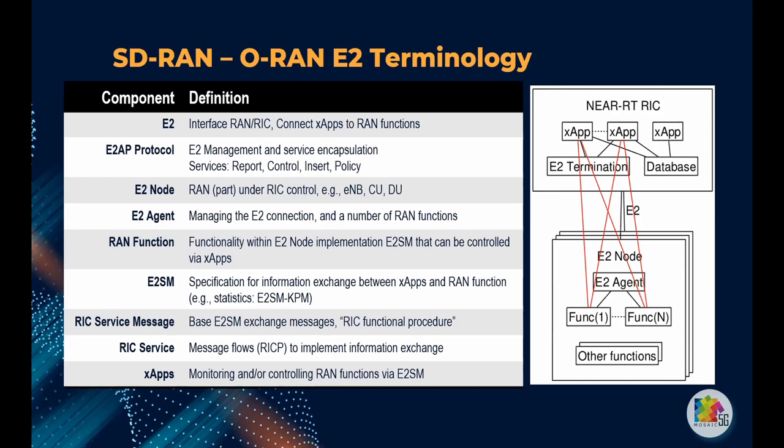Inside the E2 node, you have an E2 agent. So this is the agent that is actually in charge of interacting with the RAN functions. So you see function one, function two, and these are the RAN functions. So for instance, you could have one RAN function for the handover, one RAN function for resource allocation, and one RAN function for just monitoring, right?